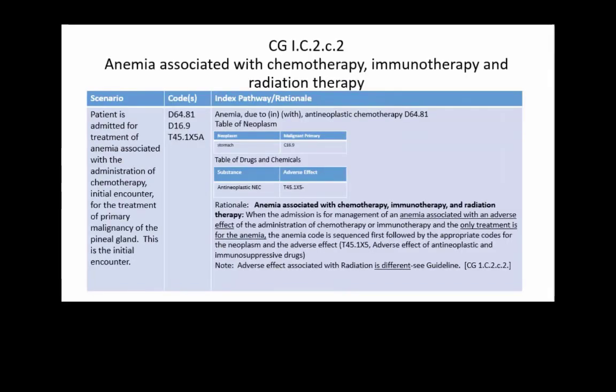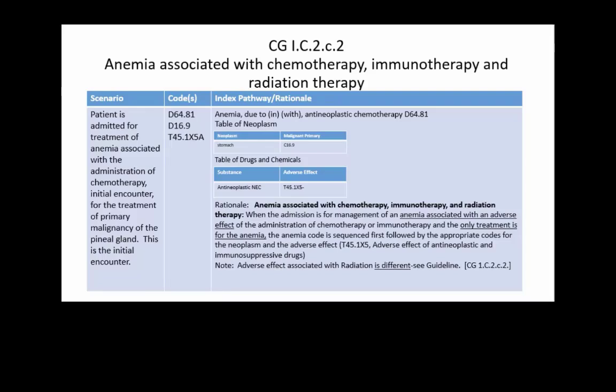I mentioned earlier that anemia can be associated with many different things. The anemia in this example is associated with the chemo, immuno, and radiation therapy. It's not uncommon for these therapies to knock out red blood cells in the bone marrow so that the patient then becomes anemic, and that is specifically related to the administration of these drugs or radiation.